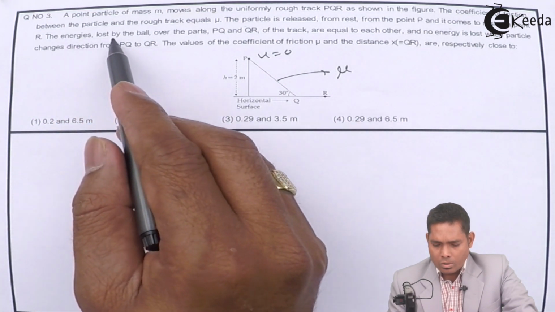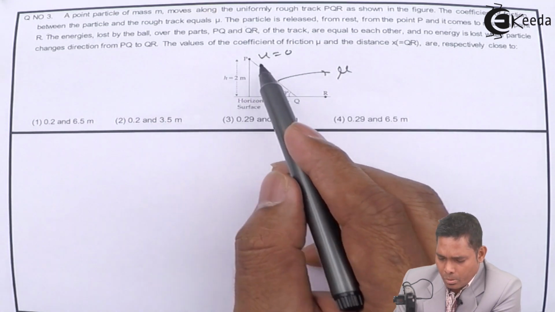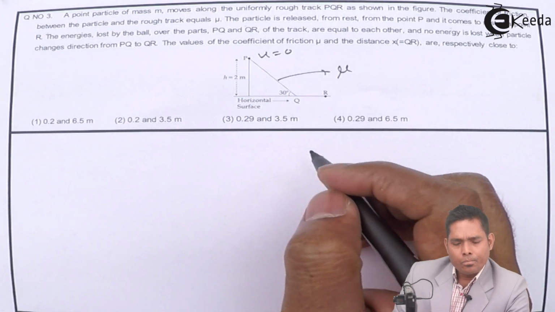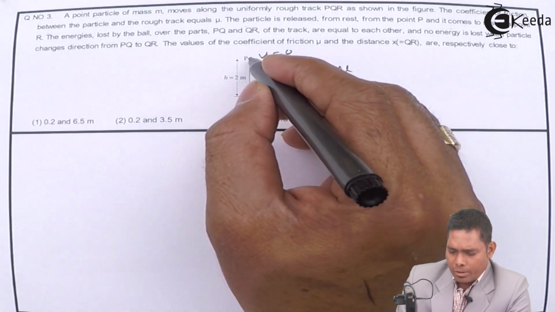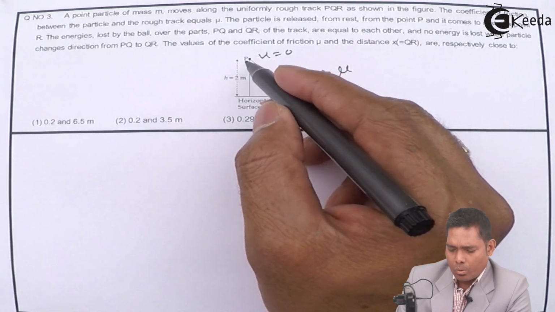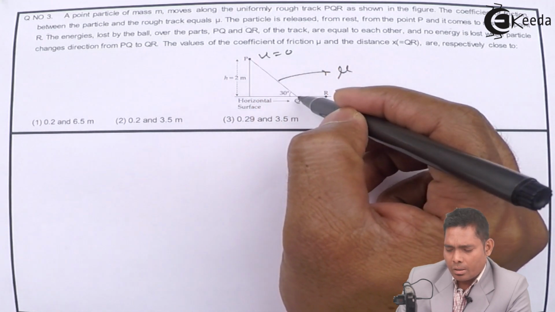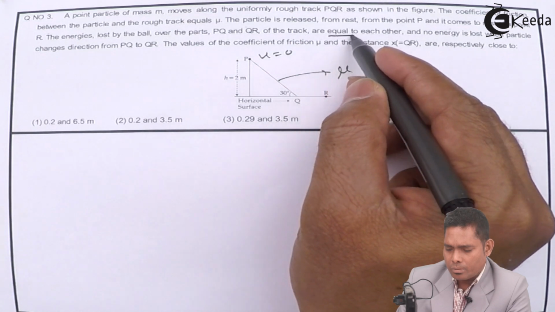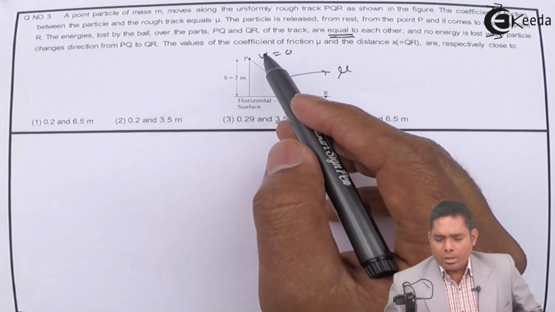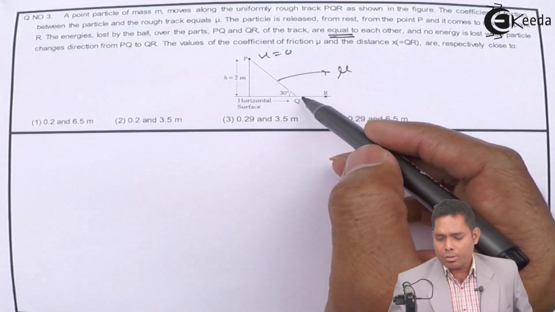The energies lost by the ball over the parts PQ and QR of the track are equal. That means whatever energy with which it comes down to this point, the whole of the energy is now lost. How is it lost? Half is lost here and half is lost here. That is equal loss. So the energy the particle possesses at P is equally lost. Half is lost from P to Q and the remaining half is lost from Q to R.